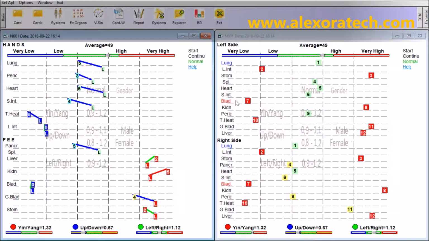So the red part that you see here in the Card, for example, in this particular report, it's the bladder. This red indicates that it is active. And the blue one here, which is lung, shows that it is inactive or sleeping. So once you know which one is active and which one is inactive, you can now associate it with the current energy that flows through a meridian. So for example, bladder should be active.